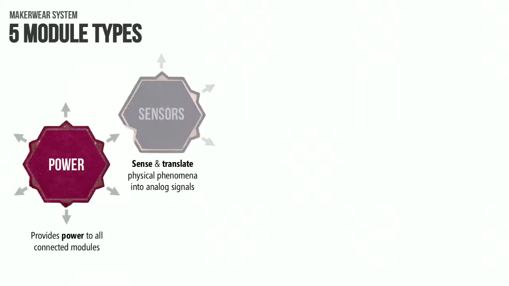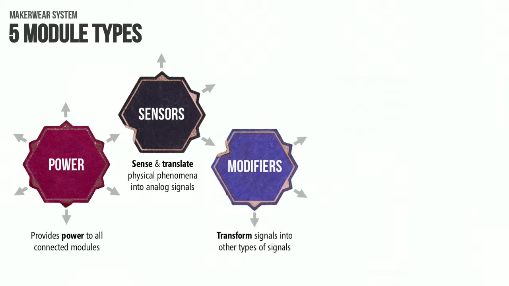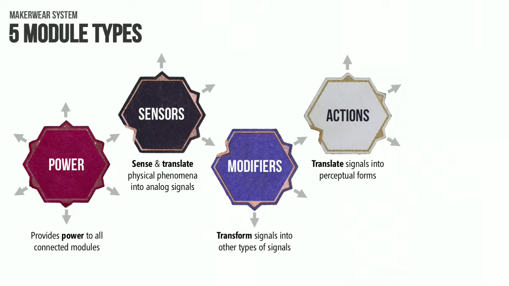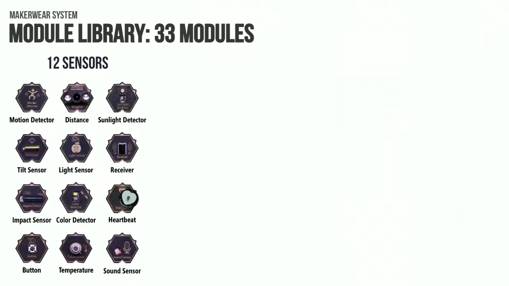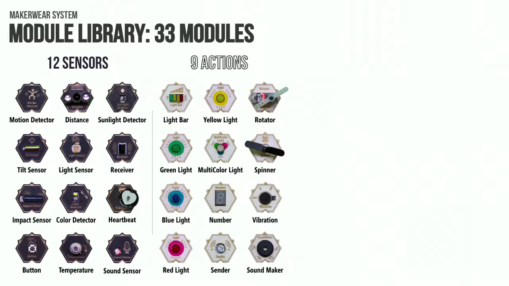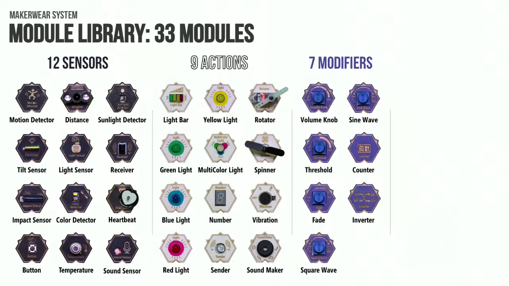And we have 5 module types: power, sensors, which sense and translate physical phenomena into electronic signals, modifiers that translate those signals into other types of signals, actions which translate signals into perceptual forms, and a miscellaneous category. And we've developed 33 modules in total so far, including things like motion detectors, sunlight detectors, sound sensors, light sensors. Different actions include motors and lights and vibromotors.